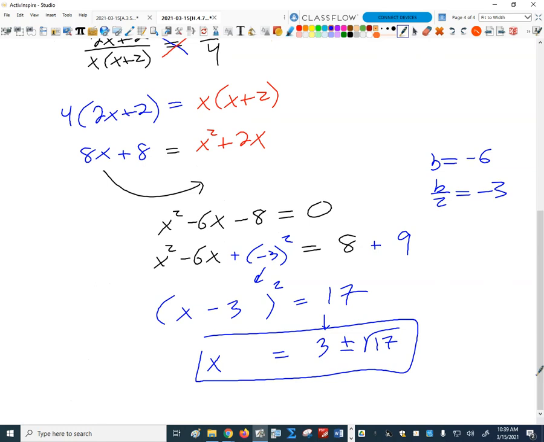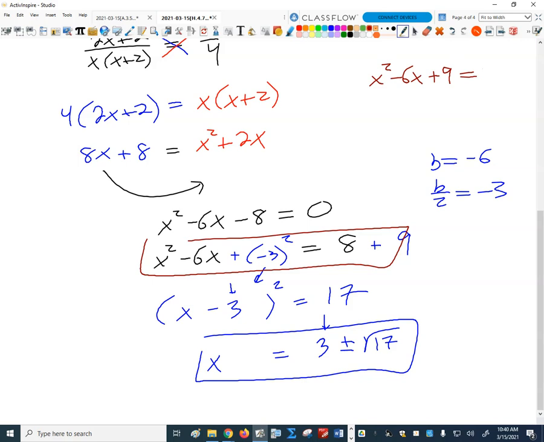Where'd the 3 come from? You mean this 3 right here, Rebecca? Is that the one you're talking about? Yeah, okay. That comes when we're completing the square. Let me take this equation and write it this way: x squared minus 6x plus 9 equals 17. What are the magic numbers here that multiply to 9 and add to -6? That would be -3 and -3. So that's where we're getting that -3.